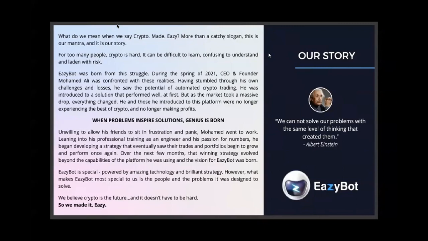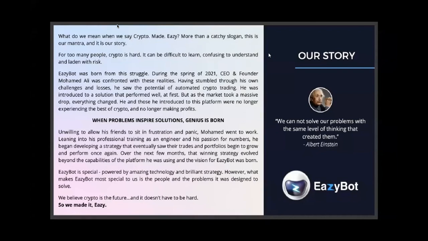He was introduced to a solution that performed well at first, but then the market took a massive drop, similar to what we've seen here recently, and everything changed. He and those people that he had been introducing to this platform were no longer experiencing the best of crypto and no longer making profits. And maybe you've been in a program or an experience like that.